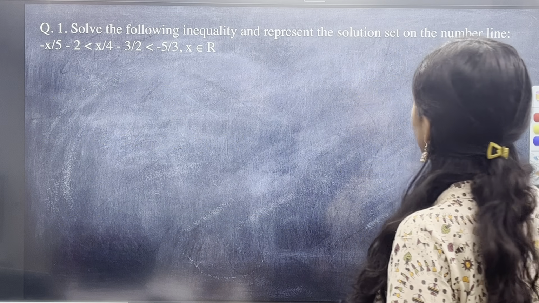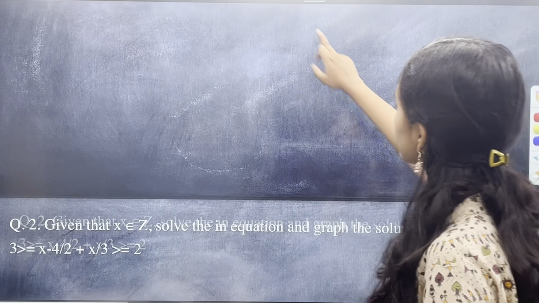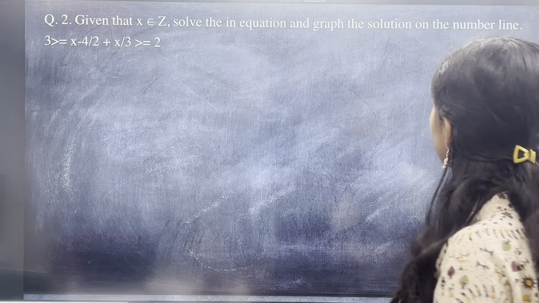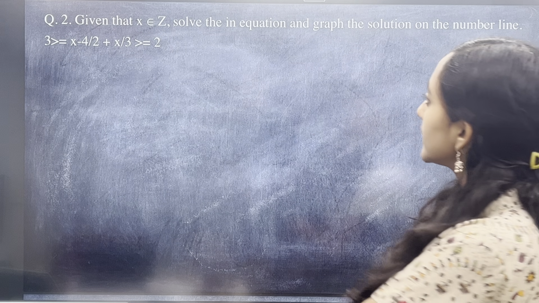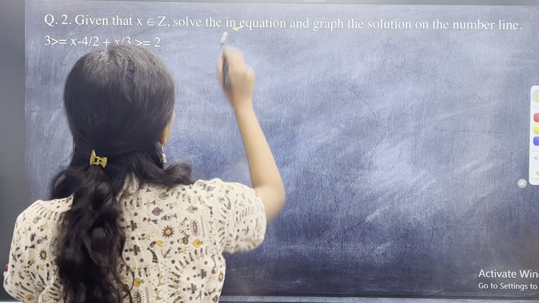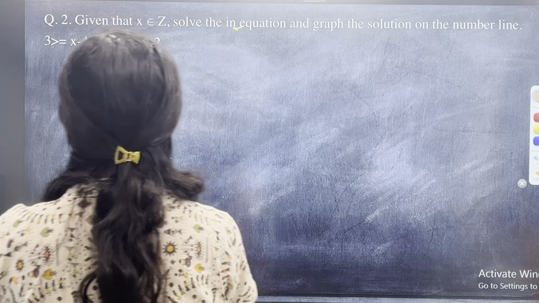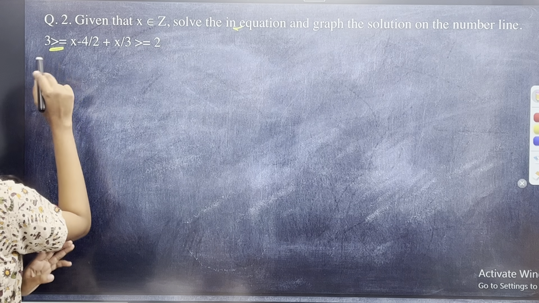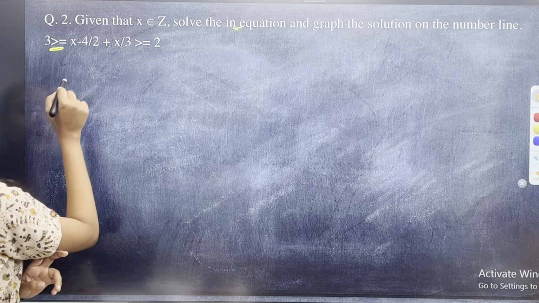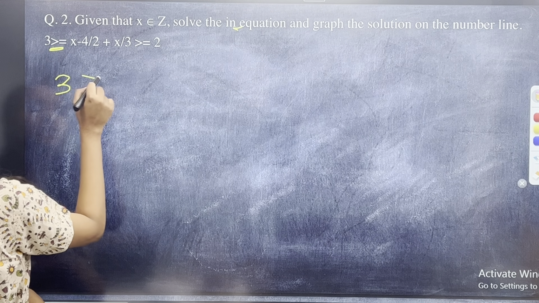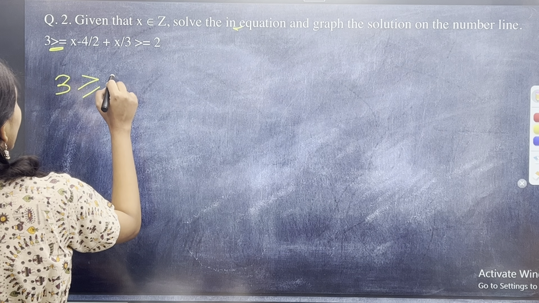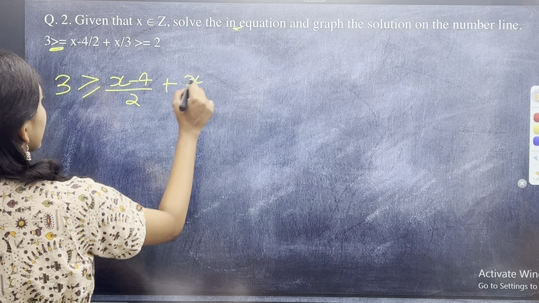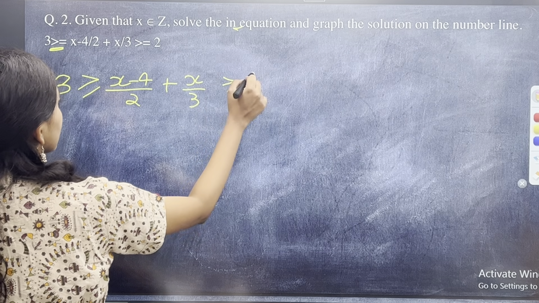ओके, नाउ लेट्स गो टू द नेक्स्ट क्वेश्चन. The next question is, given that x belongs to Z, solve the inequation and graph the solution on the number line. Okay, let me rewrite this particular question because यहाँ पे I had typed it, so I wrote it like this. 3 is greater than or equal to x minus 4 by 2 plus x by 3 greater than or equal to 2.